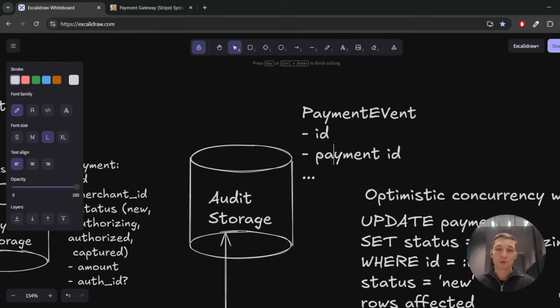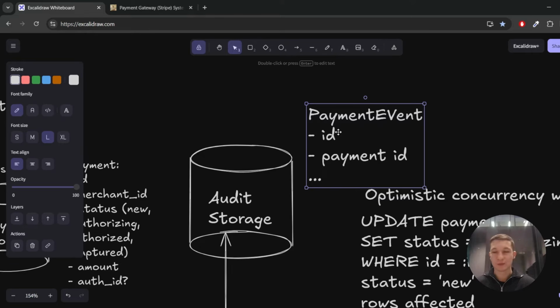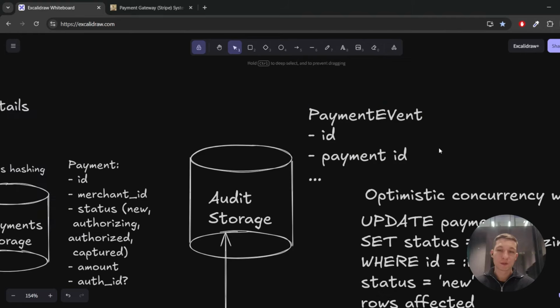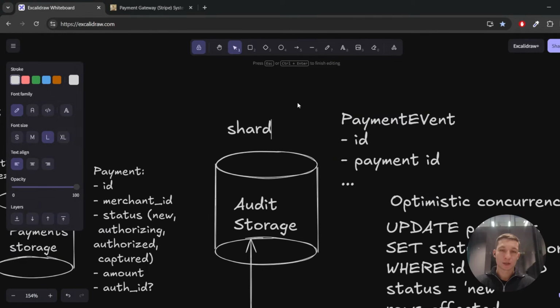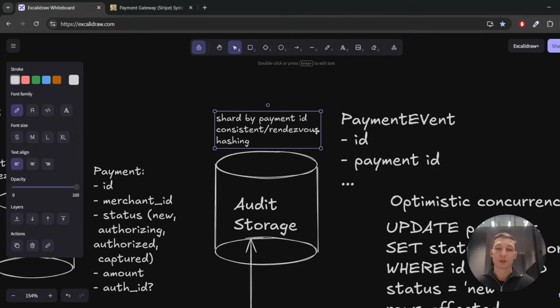So I think here we would like to shard by payment ID exactly because most probably, in case we even want to query this database, we want to get all the events related to a single payment ID, to trace what happened to this exact payment. So I think this would be a good idea. Otherwise we would need to do scatter-gather again. So I am noting here: shard by payment ID, and again consistent and rendezvous hashing for the rebalancing.